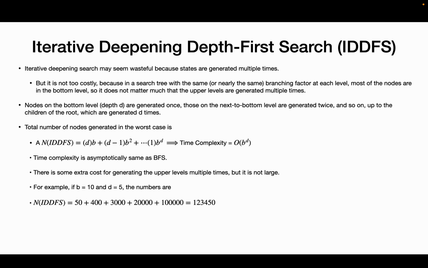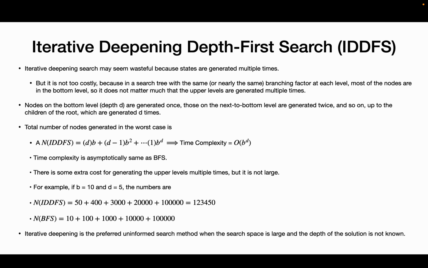So if you want to calculate how many nodes we are going to have, IDDFS is going to have 1, 2, 3, 4, 5, 0 for B equal to 10 and D equal to 5. And for BFS, we are going to have this expression: 10 plus 100 plus 1000 plus 10,000 plus 1 lakh.